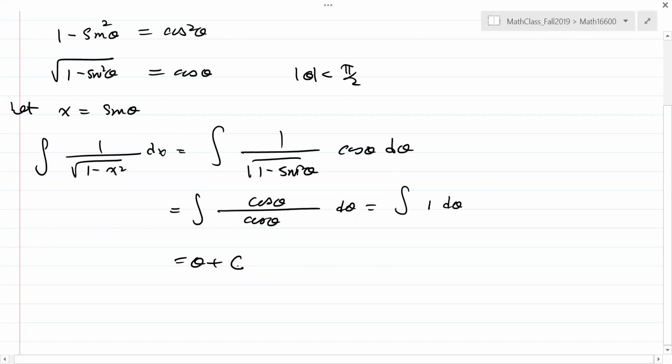So our original integral is going to be theta plus c if x equals sine theta. But we want to express the answer in terms of x. x equals sine theta, right? If you assume at the very beginning that theta is between negative pi over 2 and pi over 2, you can invert and solve for it. Theta is going to be arc sine x. So you get the same answer.